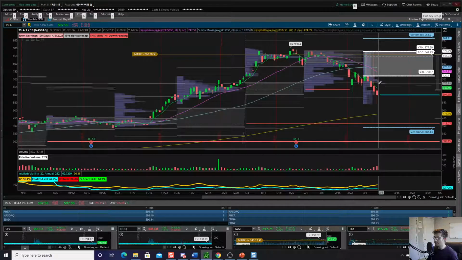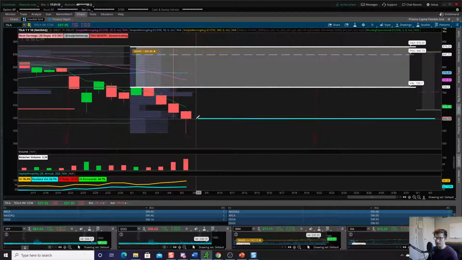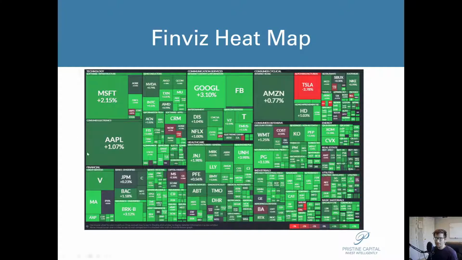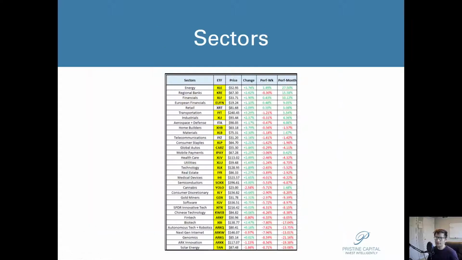So yeah, Tesla ended up putting in a really nice hammer candle though, so looking solid. Yeah, this is a really nice positive breadth day, and we had a bunch of different standouts. So we had energy looking awesome, these financials continue to look awesome, Google as well, just showing its relative strength. So yeah, really nice day in the market.